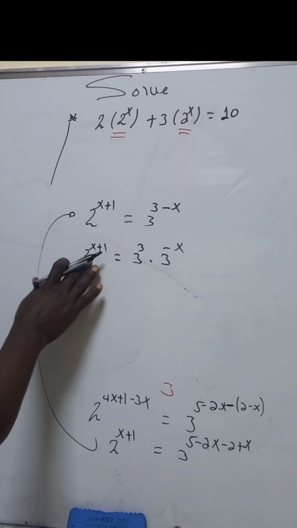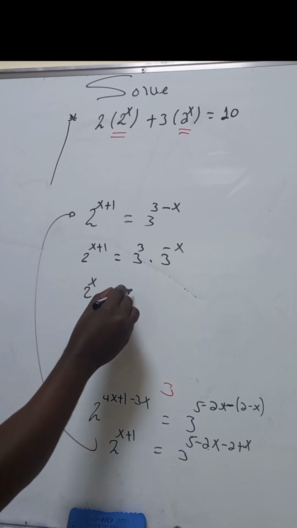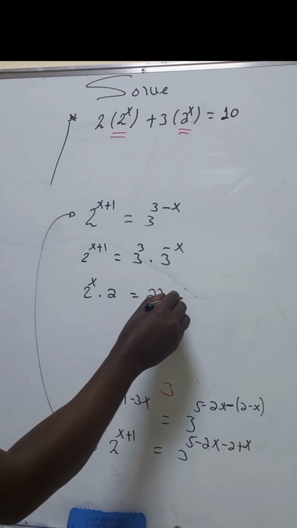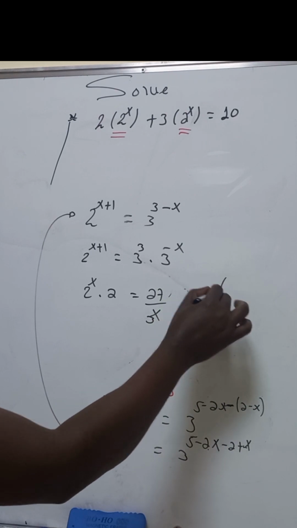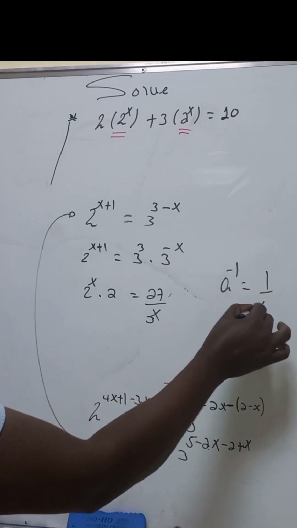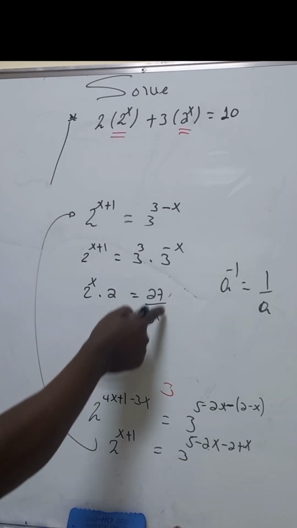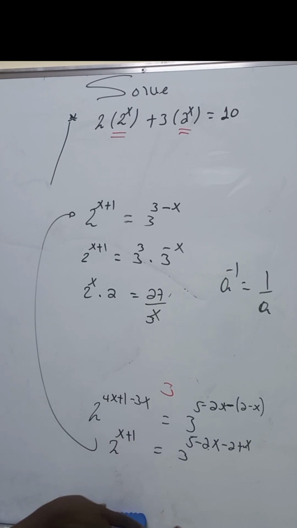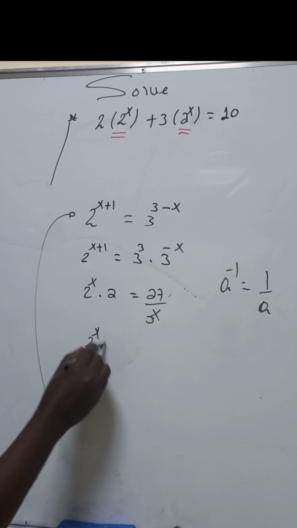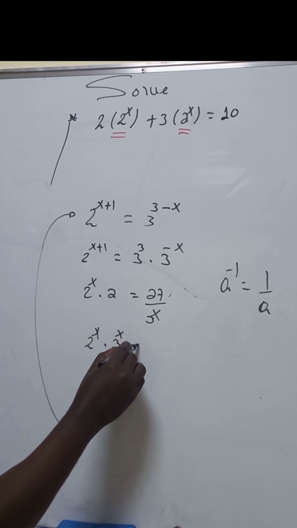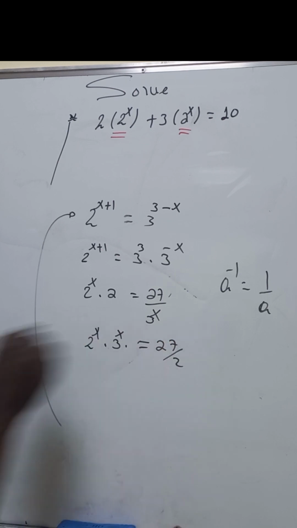Here, this is written as 2 raised x times 2 raised 1, which is equal to 27 times 3 raised minus x. A raised negative 1 means 1 over a, so because of this principle we can describe 3 raised minus x as 1 over 3 raised x. Then this is given by 2 raised x times 3 raised x times 2, which is equal to 27.